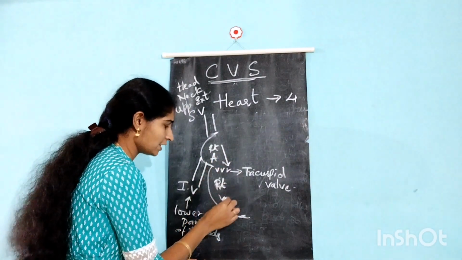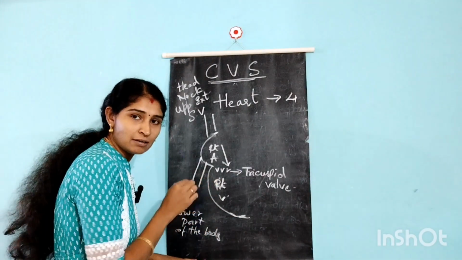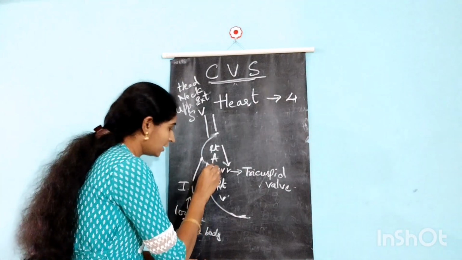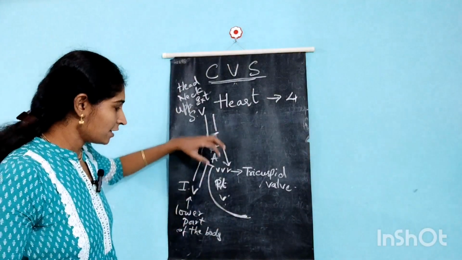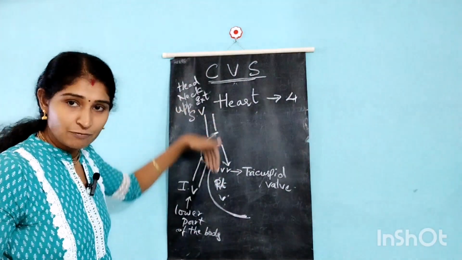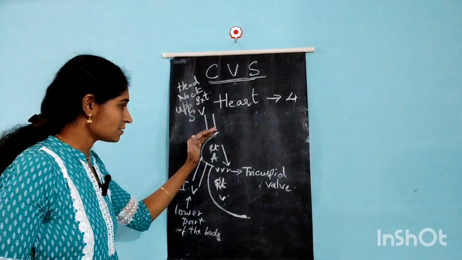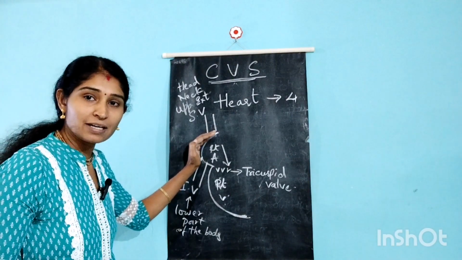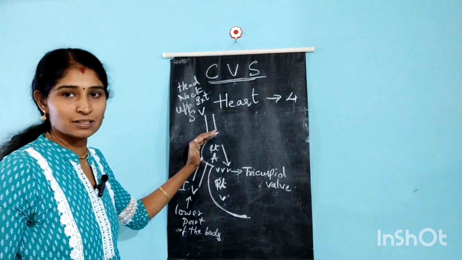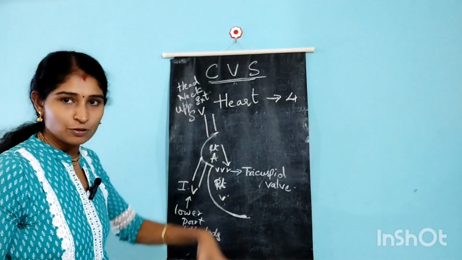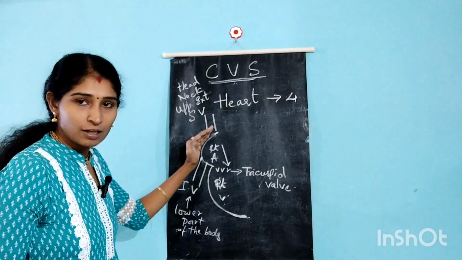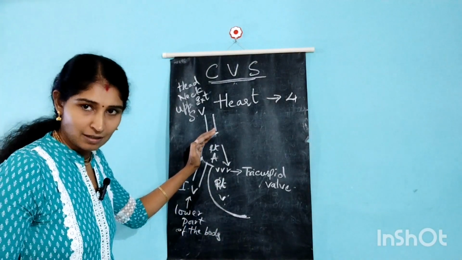Now the deoxygenated blood has reached the right ventricle. From the right atrium to the right ventricle, it is an easy flow. So the wall of the right atrium is very thin because not much work is done there. Because of gravitation, the blood naturally flows down.